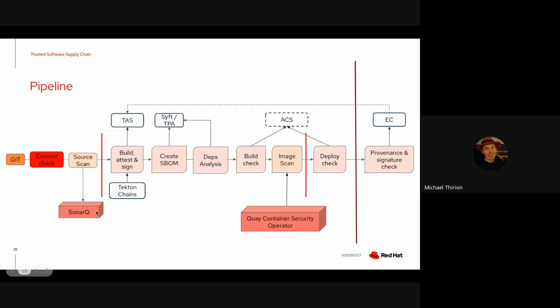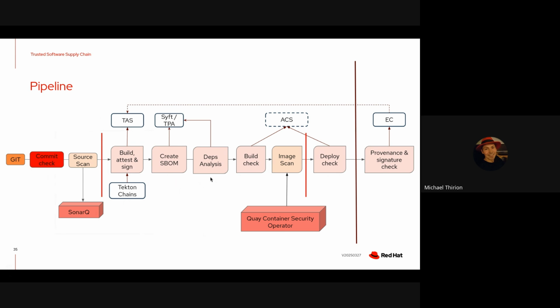The source scan, we use SonarQube. So build, test, sign, build, sign, and create an attestation and sign the attestation. We leverage Tekton Chains to do that, and Tekton Chains uses Trusted Artifact Signer. Usually we do that with the keyless method. So we select a service account, and the service account has a token that comes from the OpenID Connect server that OpenShift itself uses.